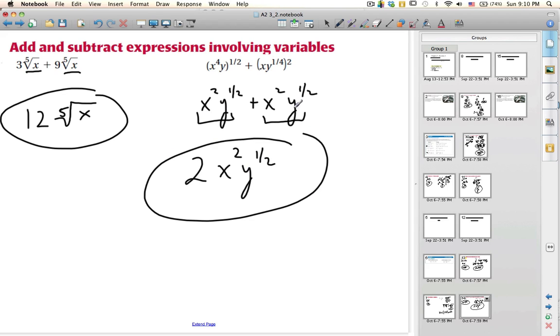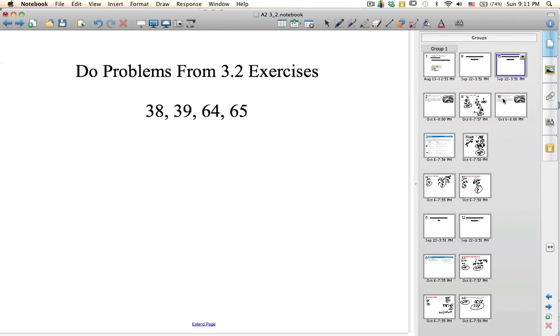Okay, so it works with rational exponents just like it works with radicals. It's all sort of the same. Okay, so go ahead and practice that. Do 38, 39, 64, and 65. Come on back and we'll wrap up the lecture.